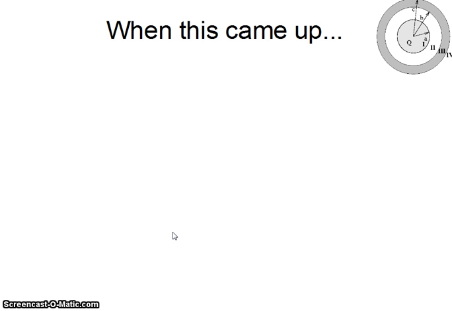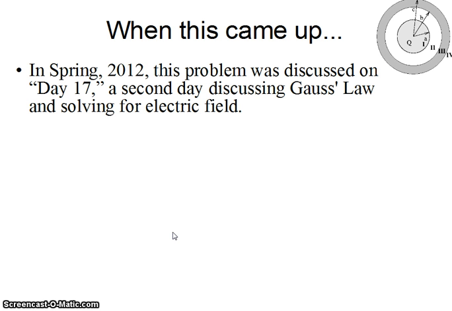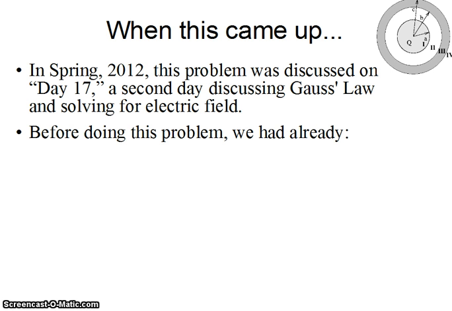When it first came up this semester, spring 2012, we hit it on day 17. So if you want to look for the problem again in the context of the whole class, that's the file to look for, day 17. This was the second day that we had spent talking about Gauss's law, solving for electric field. We had introduced Gauss's law even before that. Before we hit this specific problem, we already did a few pieces that are absolutely critical to solving it.